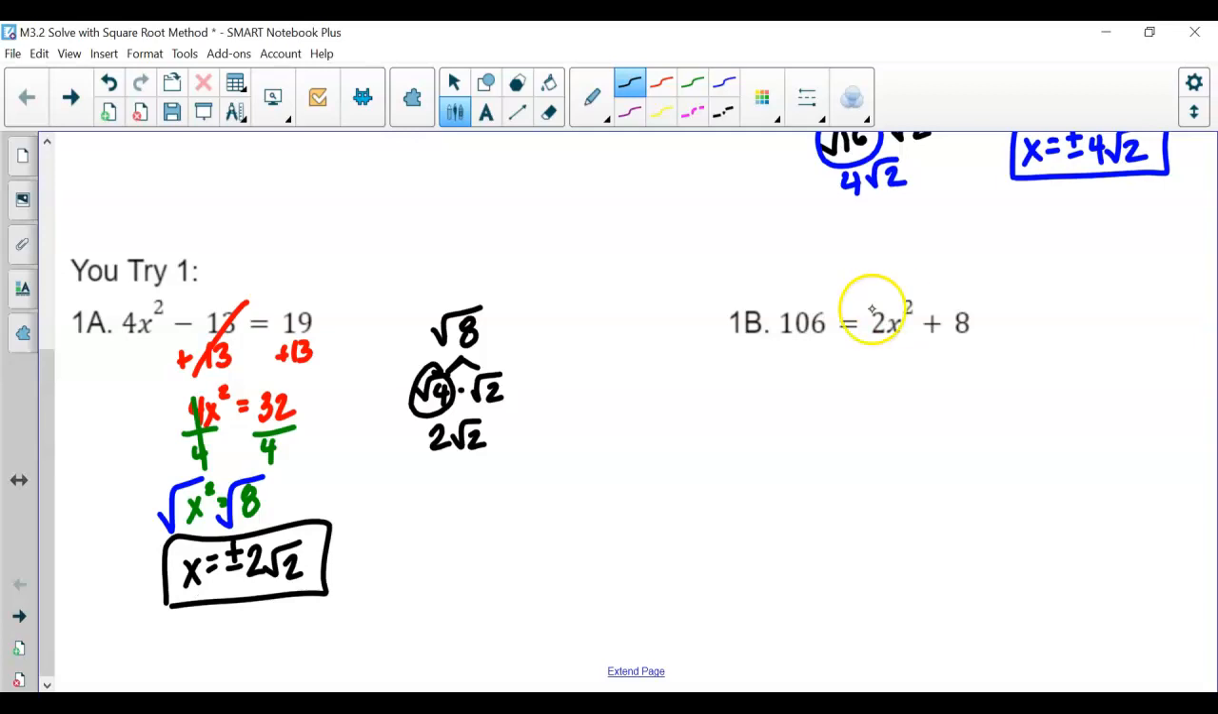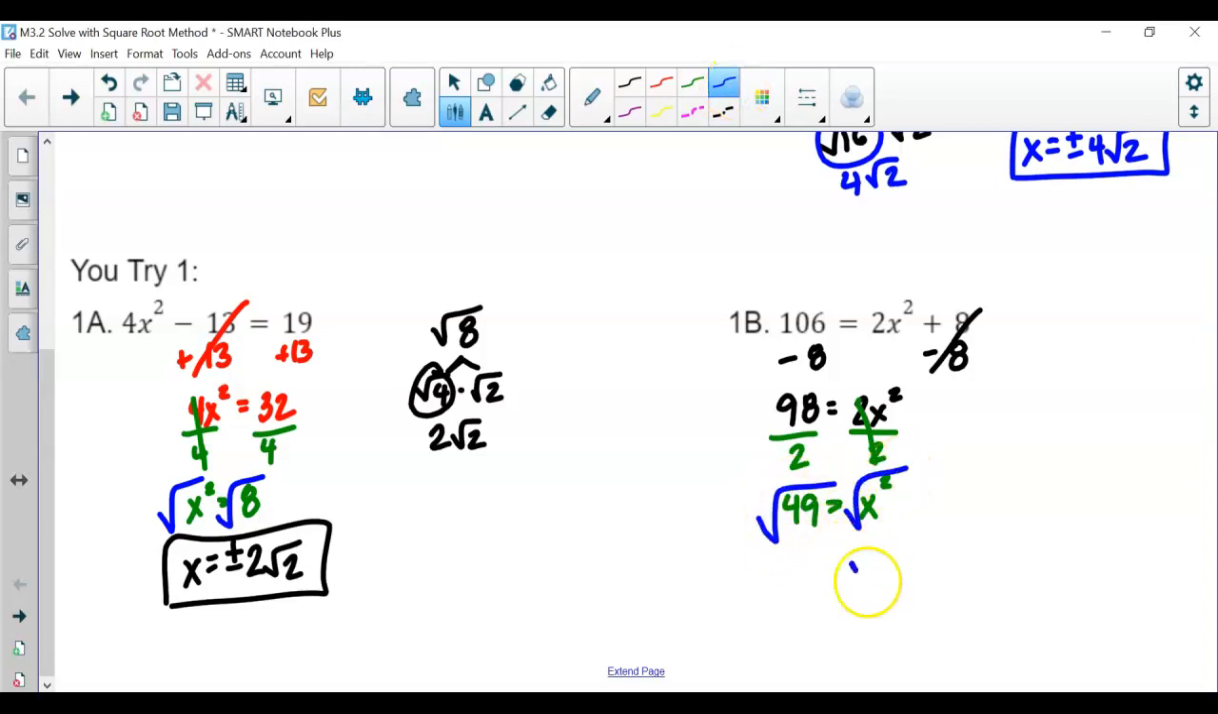So then here for 1b, solving for x, but you're adding 8, so subtract 8 from both sides. So now here you get 98 is equal to 2x squared. Again, now what do you do to solve for x? Divide by 2, opposite of multiplication. X squared is equal to 49. Now you can take the square root. Now you should have noticed the square root of 49. Well, 49 is a perfect square, so you don't have to simplify it as another radical. This is plus or minus 7.